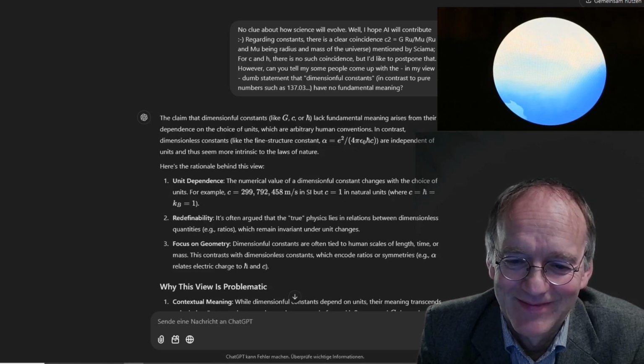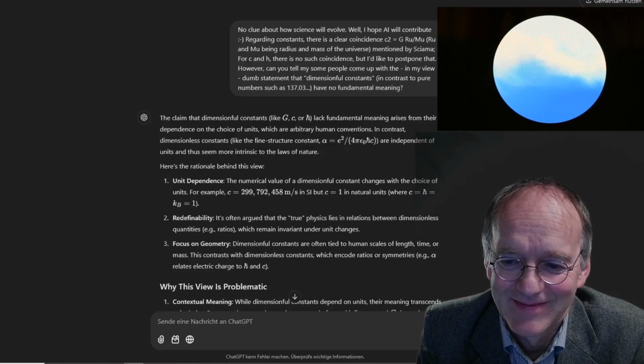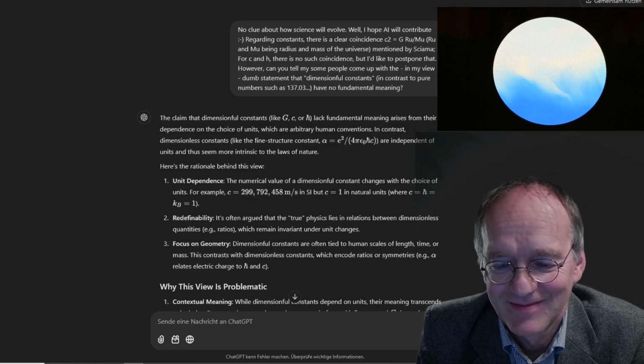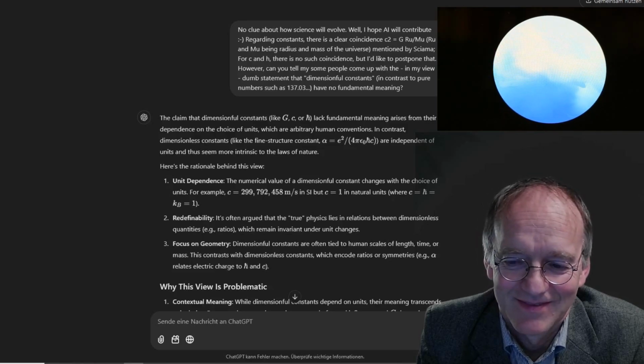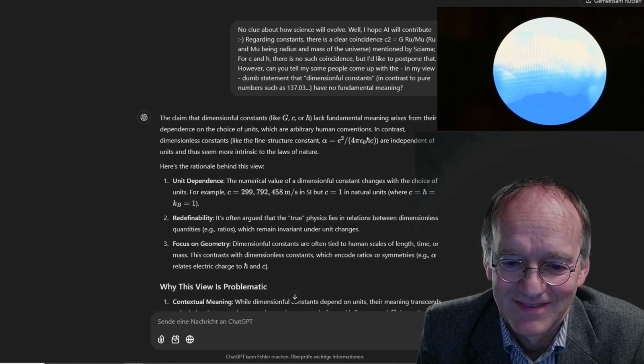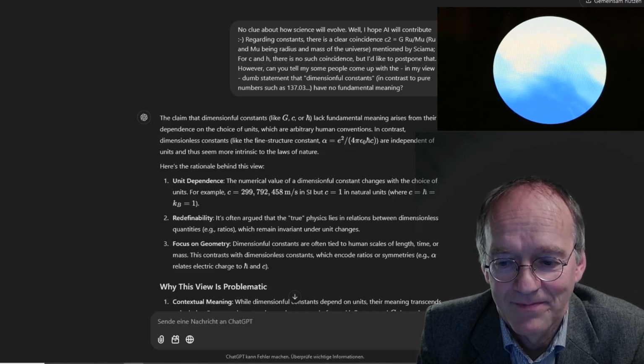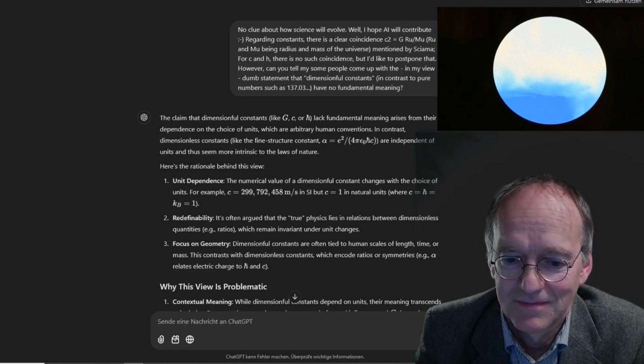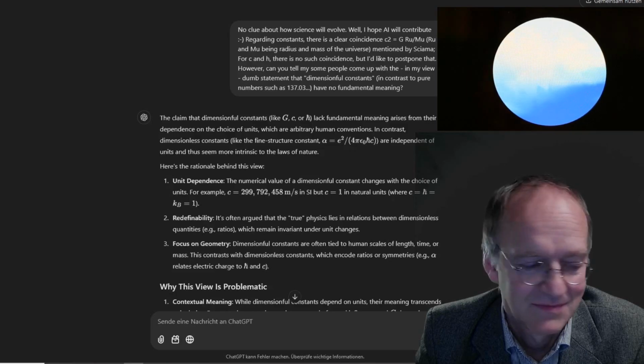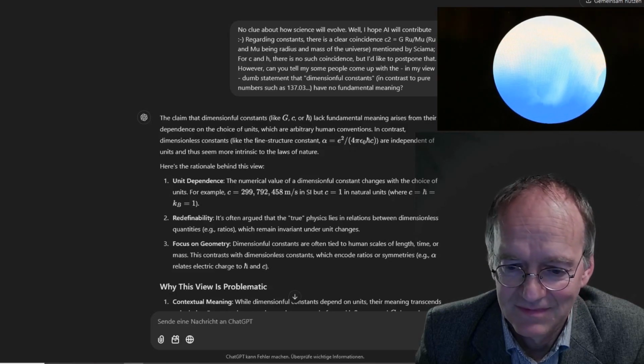1. Unit dependence. The numerical value of a dimensionful constant changes with the choice of units. For example, c equals 299,792,458 meters per second in SI, but equals 1 in natural units, where h bar equals k_B equals 1. 2. Redefinability. It's often argued that the true physics lies in relations between dimensionless quantities, e.g. ratios, which remain invariant under unit changes. 3. Focus on geometry. Dimensionful constants are often tied to human scales of length, time, or mass. This contrasts with dimensionless constants, which encode ratios or symmetries, e.g. alpha relates electric charge to h bar and c.